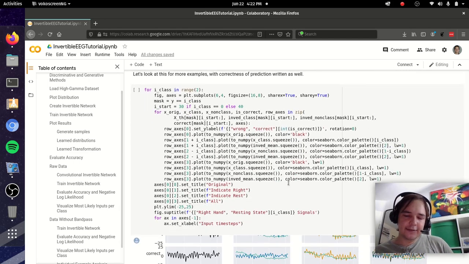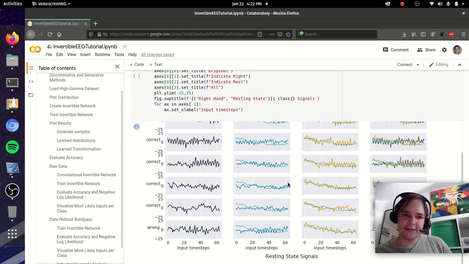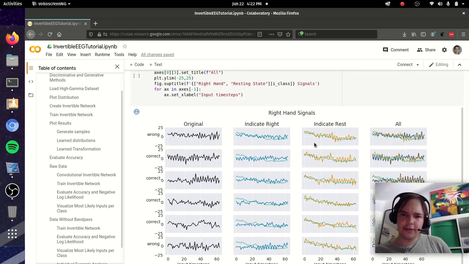look at these signals with more examples, or this method with more examples. And here we have both right-hand signals and resting state signals, and we will now focus a little bit. Here we'll always see the original signal, what indicates the right hand, what indicates the rest, together with the neutral signal, which is always the same, and then the overlaid plot, which we've seen just now. And we'll focus now on the ones where the network made mistakes. So you see 2 times here it made wrong predictions. Here it was always correct, but here it made some wrong predictions.